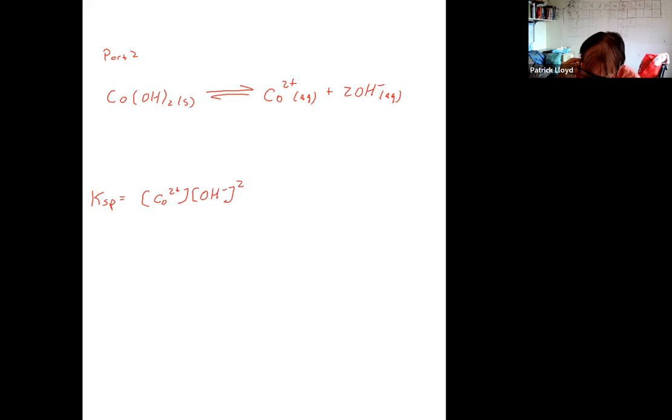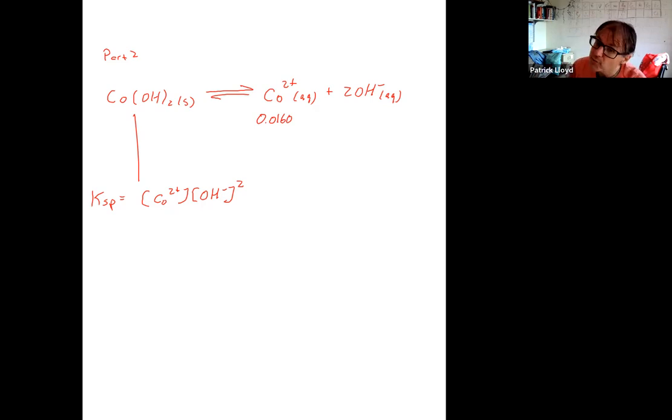So let's go through our initial change in equilibrium. The thing that happens here is, remember, this is a solid, so we don't worry about that. This doesn't start at 0 anymore. And the reason it doesn't start at 0 is because we're adding cobalt chloride. So it's going to start off as 0.0160. That's the key difference here.